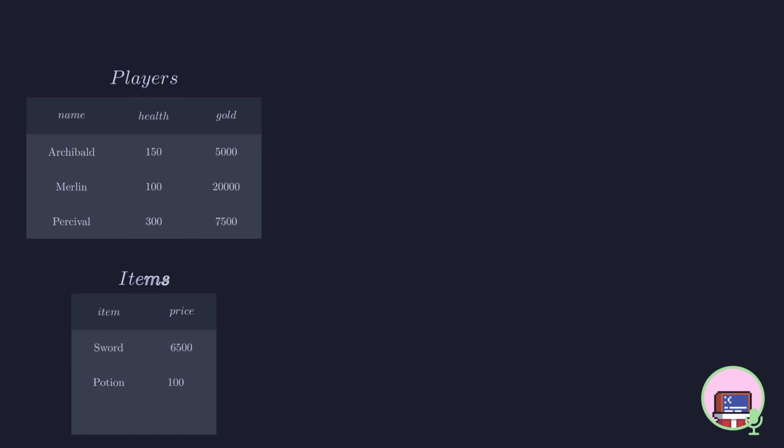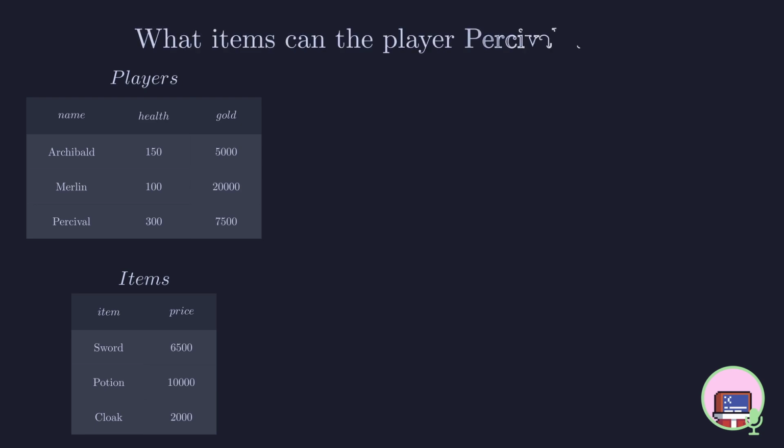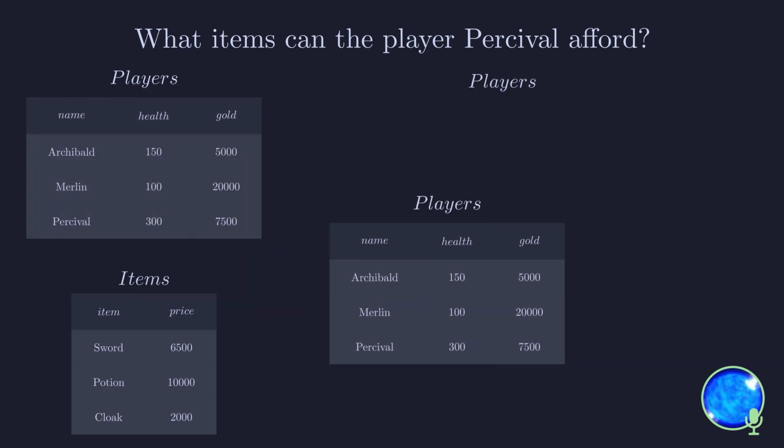For our second example, we have a relation of players in our video game and a relation with items. By looking at this data, a good question to ask is, what items can Percival afford? To query this using relational algebra, let's first grab the player's relation.